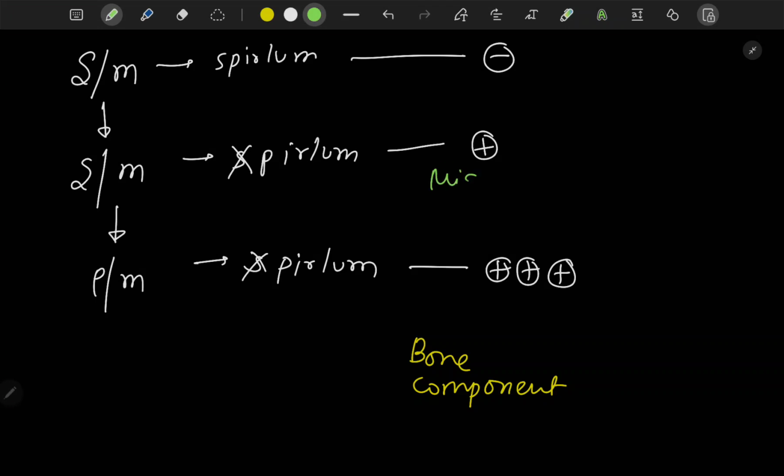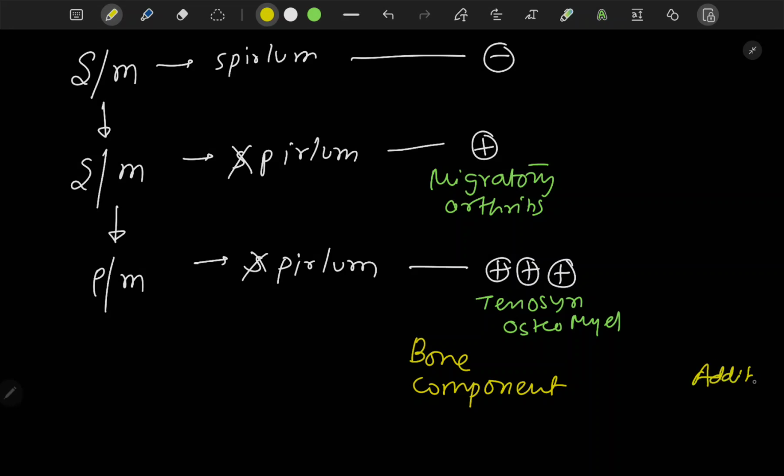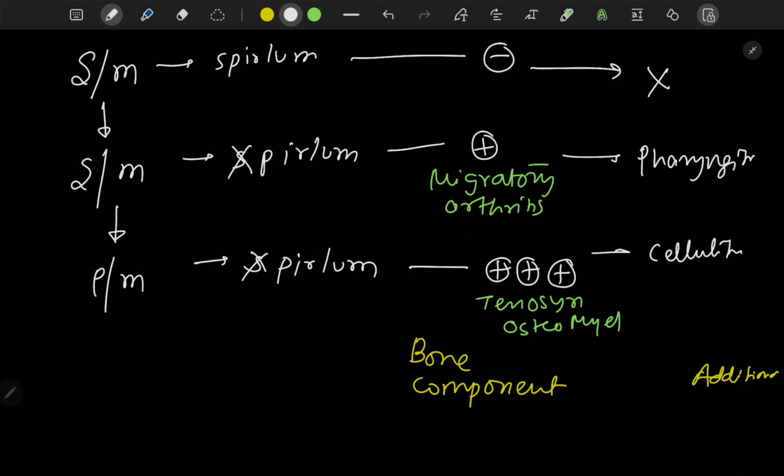As in, this has migratory arthritis, and this has even severe tenosynovitis or osteomyelitis. And then there is additional. Nothing in addition. Pharyngitis in addition, and cellulitis in addition.